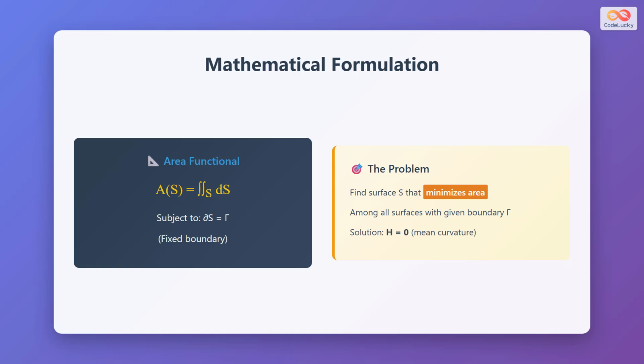Here is the mathematical formulation. The area functional, denoted as A of S, equals the double integral over S of dS, subject to the boundary of S equals gamma, which indicates a fixed boundary. The problem is to find the surface S that minimizes area among all surfaces with a given boundary gamma. The solution is that H equals 0, where H is the mean curvature.